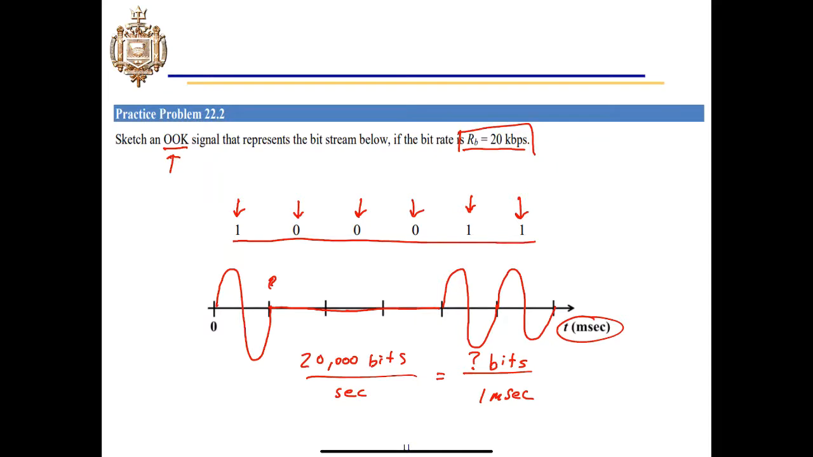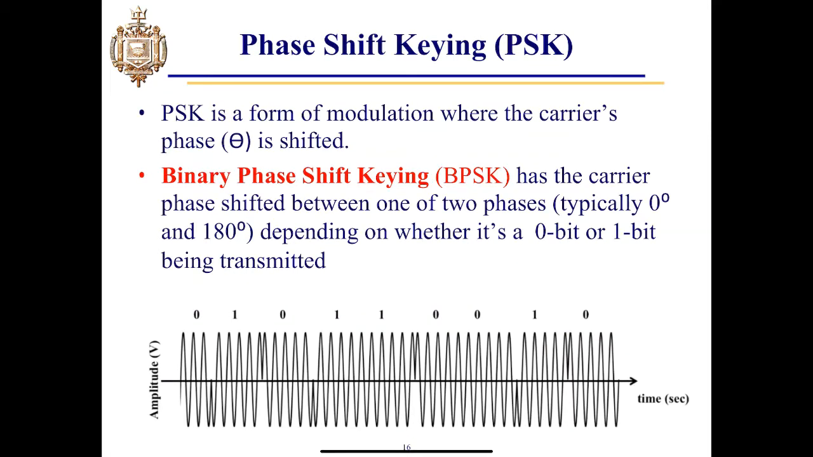And phase shift keying. Again, I'll write the equation for a signal: amplitude times sine of 2 pi times your frequency times t plus phase. In FSK we change the frequency. In ASK we change the amplitude, and in phase shift keying we're going to change the phase term here. So PSK is a form of modulation where the carrier's phase is shifted.